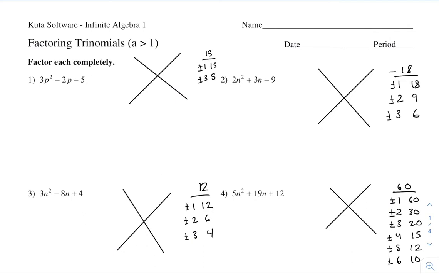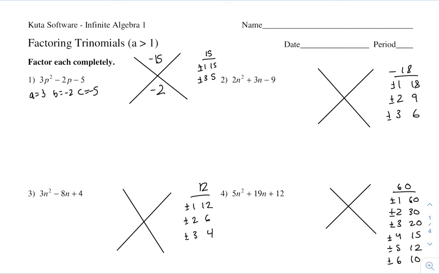Homework number 4, factoring quadratic equations, part 2. So first we want to label. So a is equal to 3, b is equal to negative 2, and c is equal to negative 5. Up top, a times c, so 3 times negative 5 is negative 15. On bottom it's just b, so negative 2.